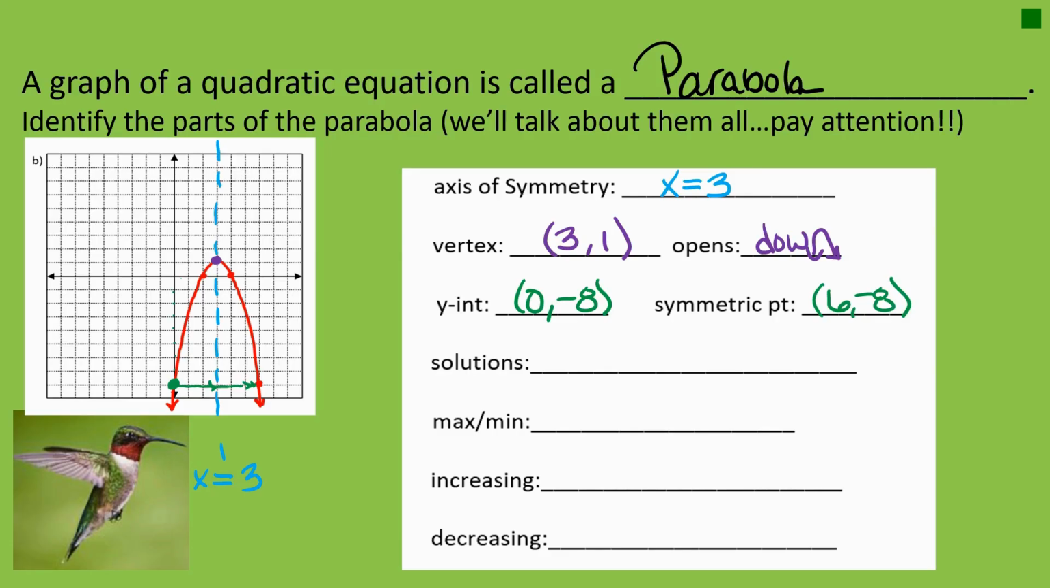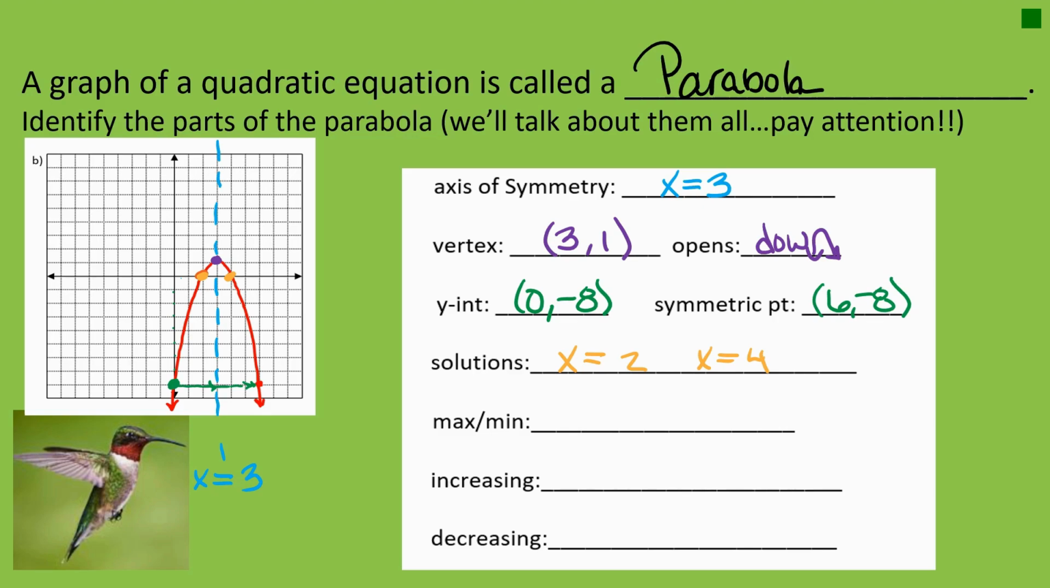Okay? The solutions are the 2 points on the x-axis. They're the x values when y is equal to 0. So in this case, this is an x of 2 on the left. The one on the right is where x is 4.